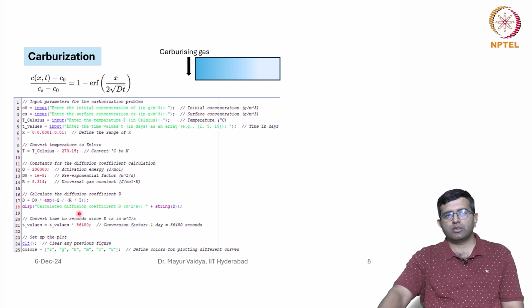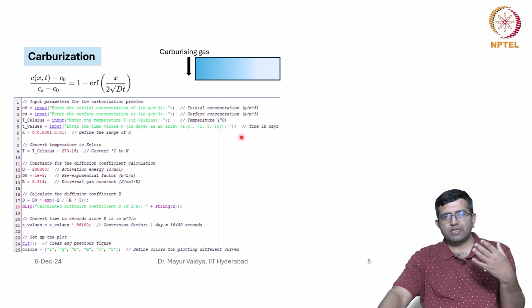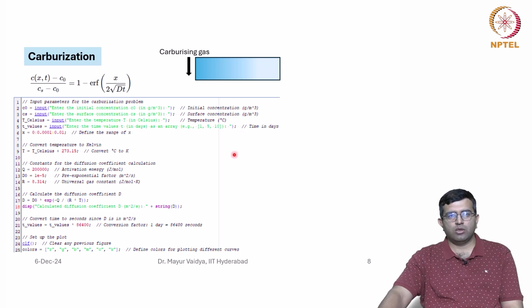Here the code tells you what exactly it is doing, and then you display the calculated diffusion coefficients. Convert time to seconds, since we are putting D in meter square per second. The reason we asked for inputs in days is because it is usually easier for the user to input in days.